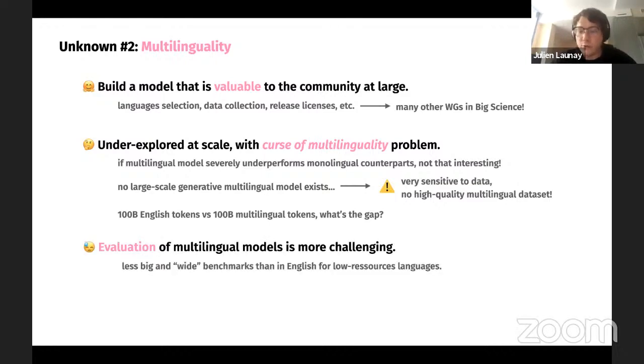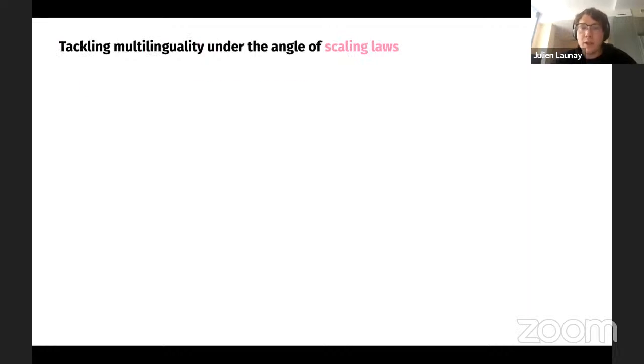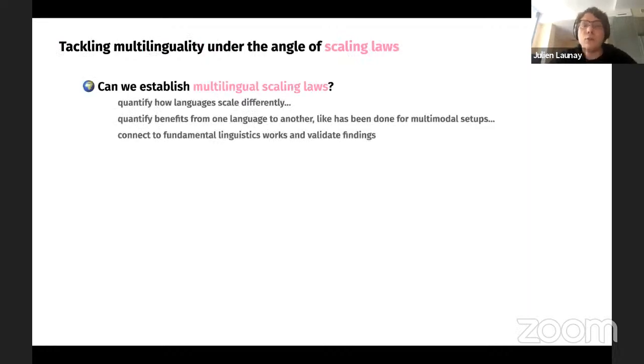And the evaluation is also more challenging. Something that we are really excited to be doing is to look at this under the angle of scaling laws. So to establish essentially multilingual scaling laws, to quantify how differently the languages scale. We think they do, but we can confirm this. We can quantitatively say how much one language benefits another. So for instance, how much a token of English is worth for French.